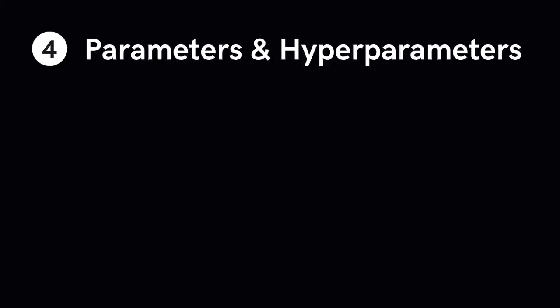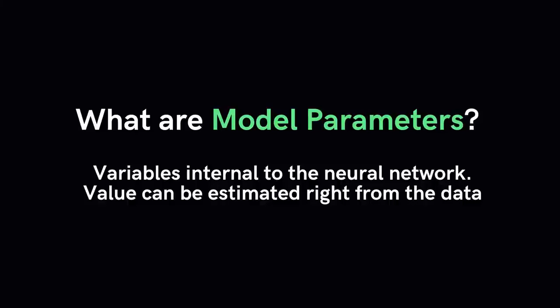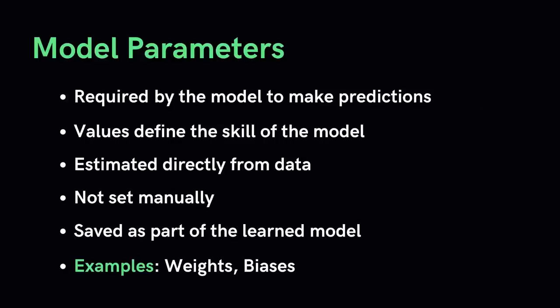You may have heard me referring to the word parameters quite a bit, and often this word is confused with the term hyperparameters. In this video, I'm going to outline the basic difference between the two. A model parameter is a variable that is internal to the neural network and whose values can be estimated from the data itself. They are required by the model when making predictions. These values define the skill of the model on your problem.